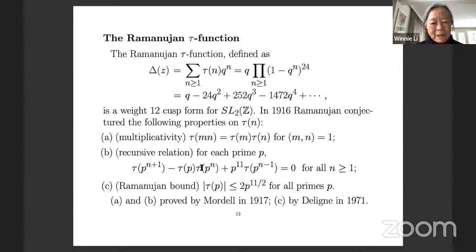The third statement is about the size of tau p. There's a famous Ramanujan bound, which says that it has absolute value bounded by twice p to the 11 over 2. So the first two statements were proved by Mordell and the last one was proved by Deligne. So this example actually showcases the many key properties we will touch upon for congruence modular forms.